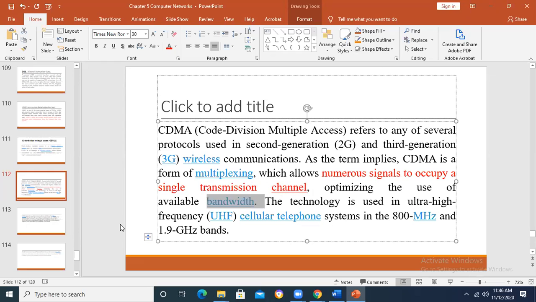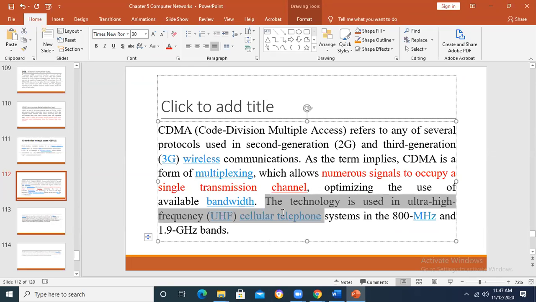Available bandwidth means the maximum capacity of the channel that we had discussed in the fourth chapter. Maximum capacity, this is basically called the bandwidth. The technology is used in ultra high frequency cellular telephone systems in 800 megahertz and 1.9 gigahertz bands.